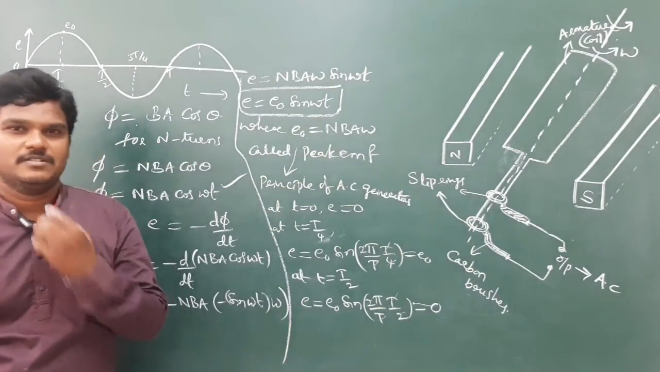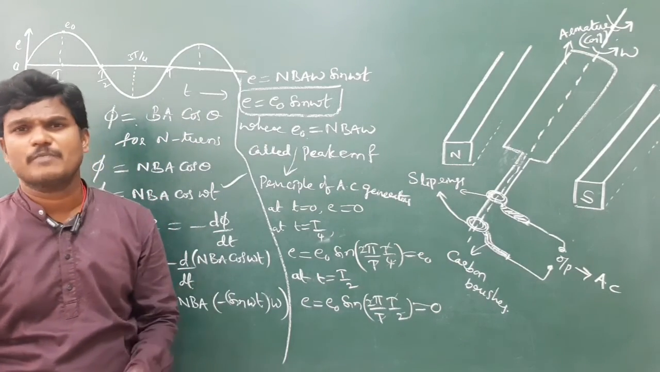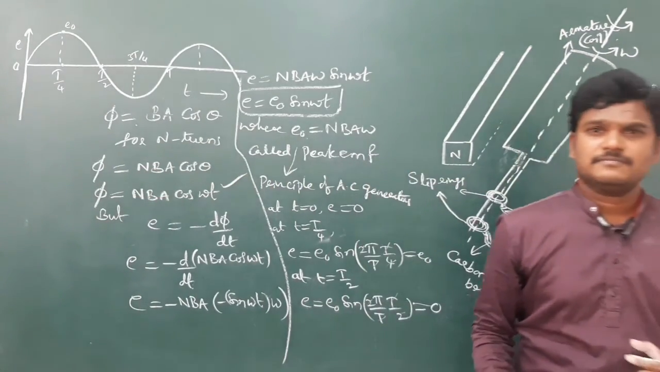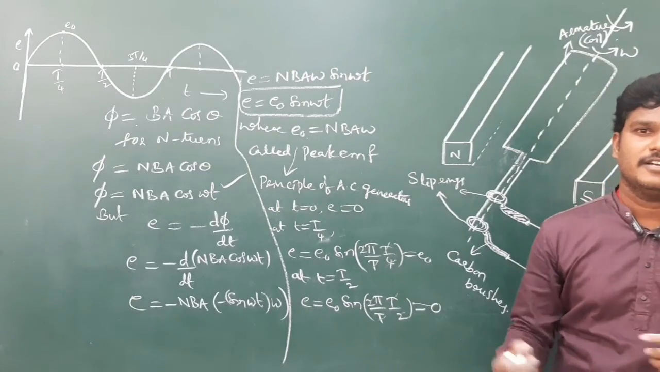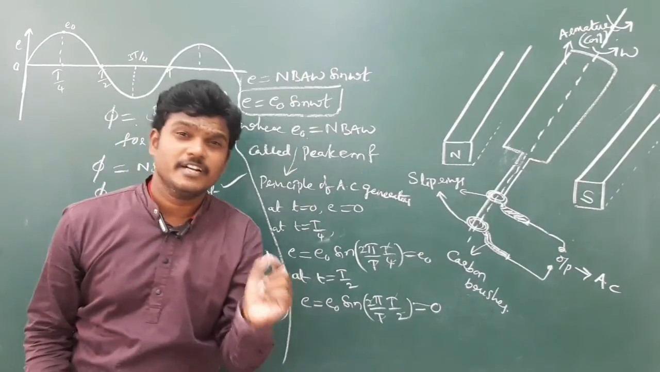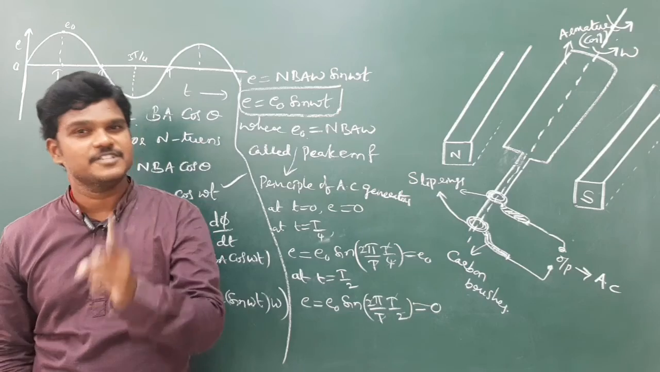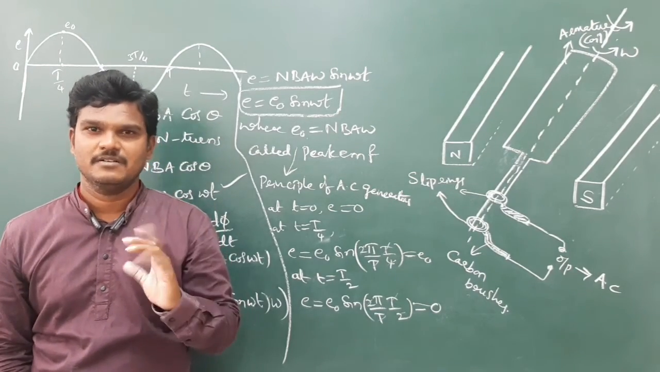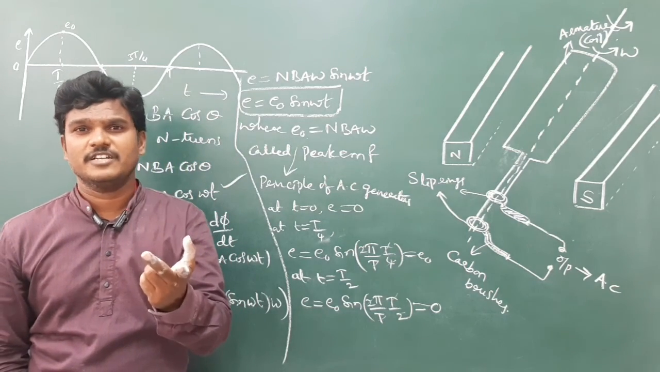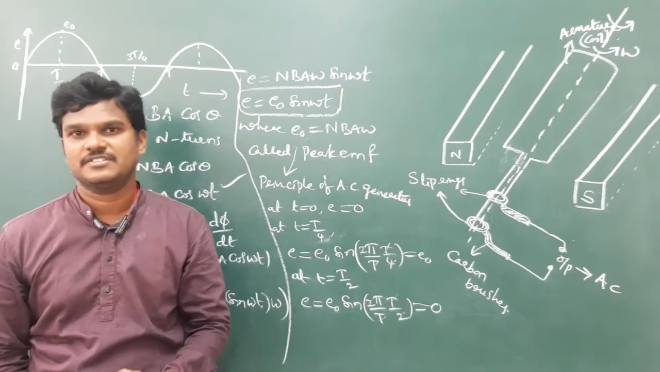Almost all the maximum level of concepts are covered in electromagnetic induction. We started this chapter with Faraday's law, the first law and second law. The first law is whenever the magnetic flux linked with the coil changes, an EMF is induced in the coil. That is Faraday's first law. Of course, we started with some experiments and basics. Later, Faraday's second law gives the EMF equal to the negative rate of change of magnetic flux.